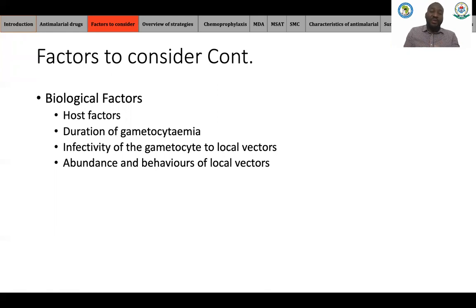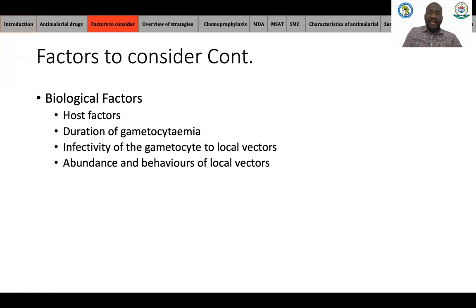While if you look at other species which tend to form gametocytes concurrently, this is an important thing to also consider. Another thing is infectivity of the gametocytes to the local vectors. And this is important to consider because the amount of gametocytes needed to establish an infection in a mosquito is very low. We're talking about you need only one male gametocyte and one female gametocyte to get into the mosquito to be able to establish an infection.